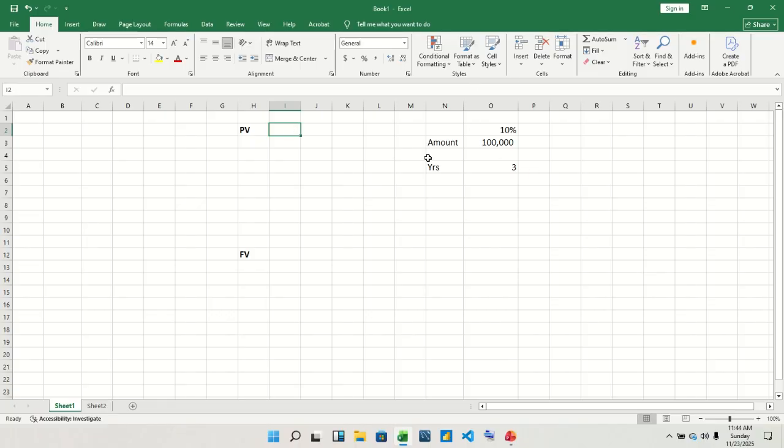So assuming in this particular question, let's change this here to 5. So now, in this particular question, you are using 10% as the rate, then the amount is 100,000.